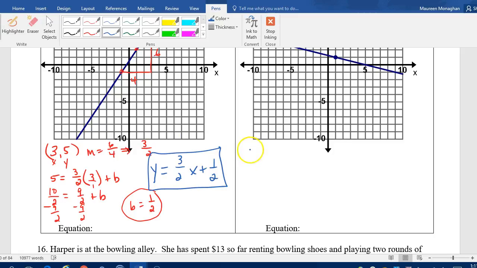Okay, this next one, it looks like the point is (1, 1). We need a slope. Down 1, 1, 2, 3, 4. It looks like the slope is 1/4. Okay, I'm going to let you finish this one. So this one is on your own. And this is number 15.